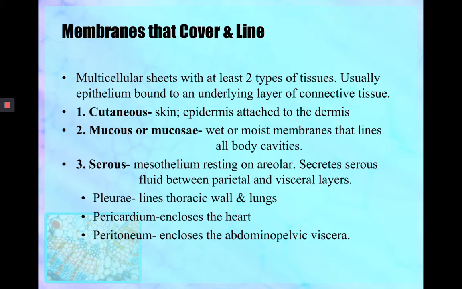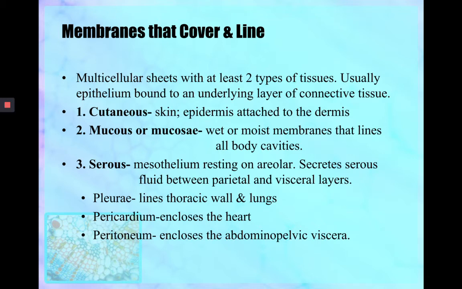And that's going to be our basis for muscle tissue. And of course, we're going to eventually go through chapters that cover each one of those in more detail. But let's finish off this course looking at membranes that cover and line, and then also looking at tissue repair. So a membrane is going to be made up of not only multicellular sheets, but 2 types of tissue.